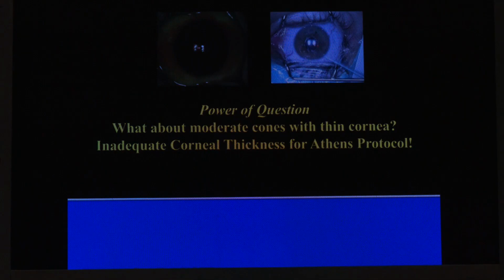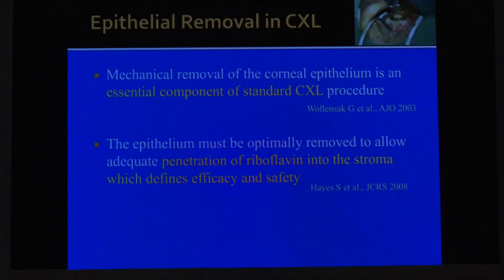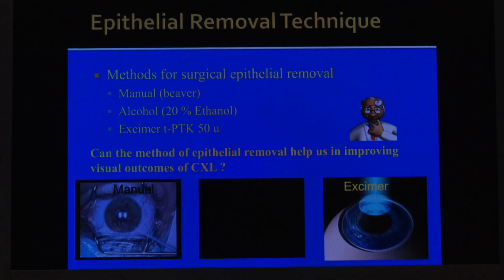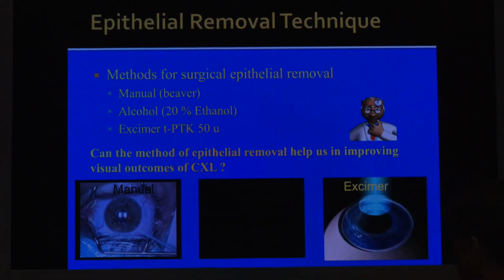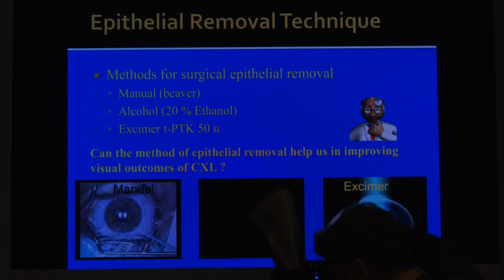But now the next question is that many of these patients do not have enough thickness to even do this ablation of 40 microns, which is required in Athens protocol. So what about this moderate keratoconus with even thinner corneas? Therefore, now the next question was that we all know that mechanical removal of corneal epithelium is an essential component of cross-linking, but can we use the epithelial debridement method in itself to improve the visual outcomes of cross-linking methods?